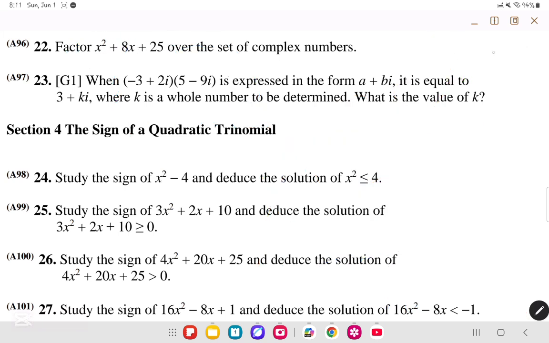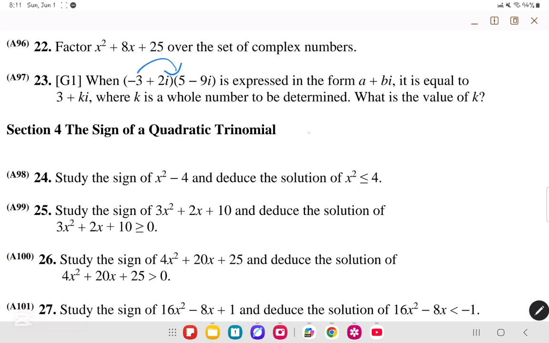Let us go on to question number 23. When minus 3 plus 2i times 5 minus 9i is expressed in the form a plus bi, it is equal to 3 plus ki, where k is a whole number to be determined. What is the value of k? So I think here we need to expand it. So let us expand it.